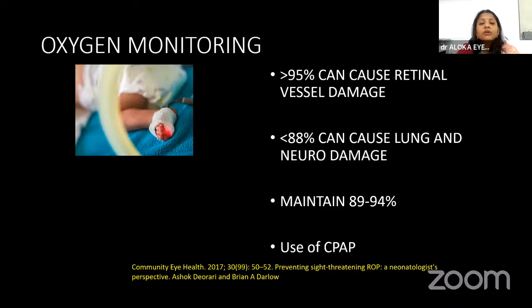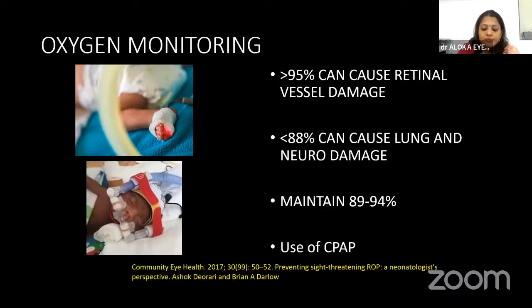And taking off ventilators, using CPAP where possible, using oxygen blenders where possible, trying to reduce the concentration of oxygen going to these babies is an absolute must.